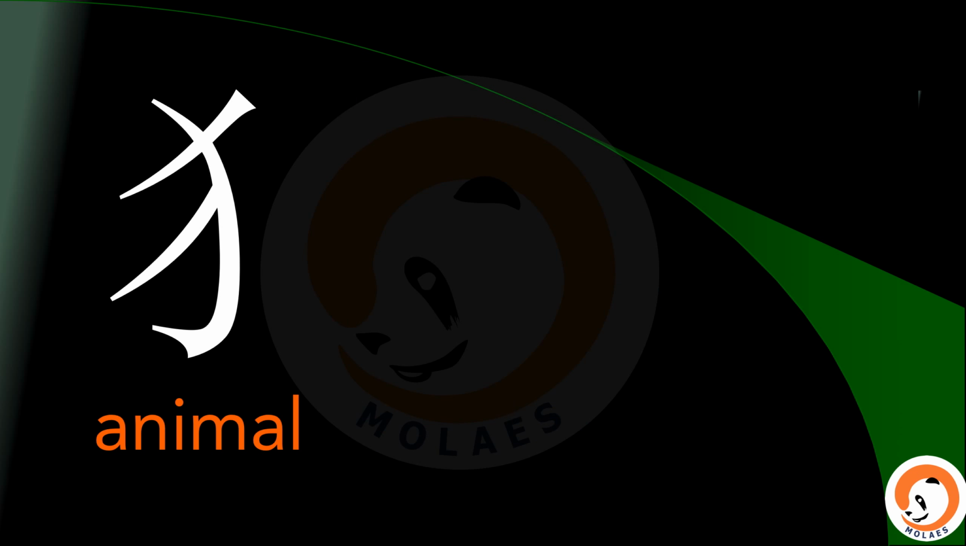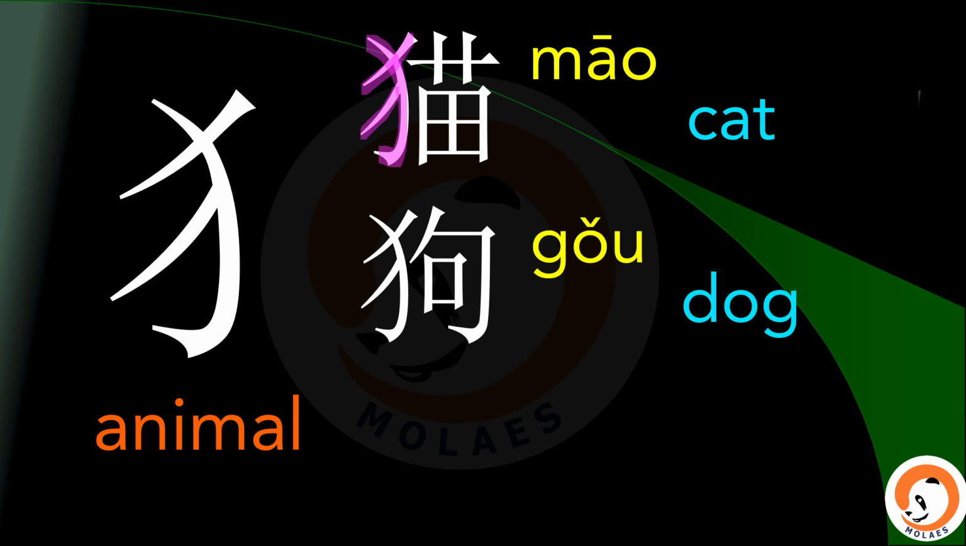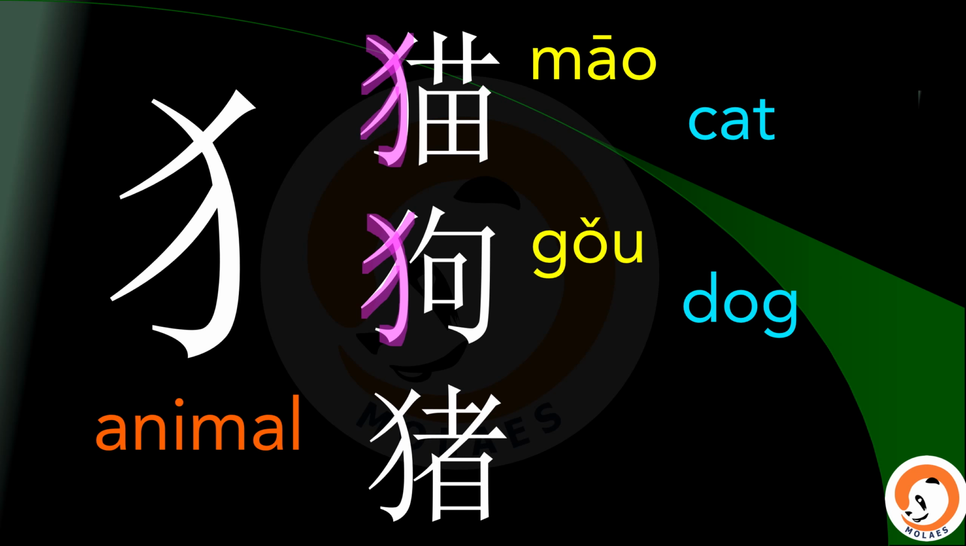Animal radical. 猫, meow, is a cat. There is an animal radical on the left. 狗, dog. Again, animal radical on the left. 猪 is a pig. Of course, it is an animal. 猫 cat, 狗 dog, 猪 pig.